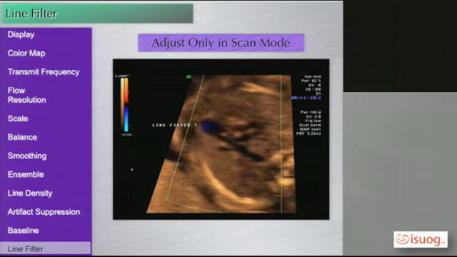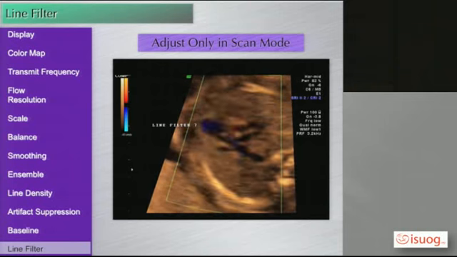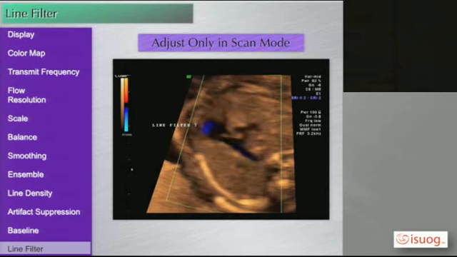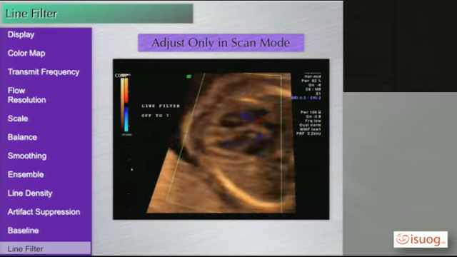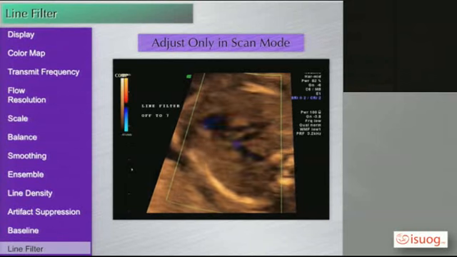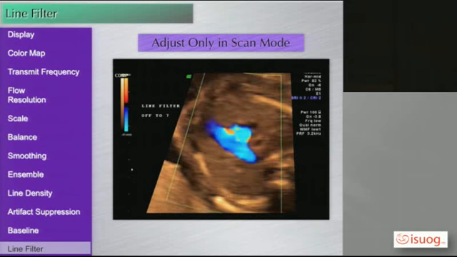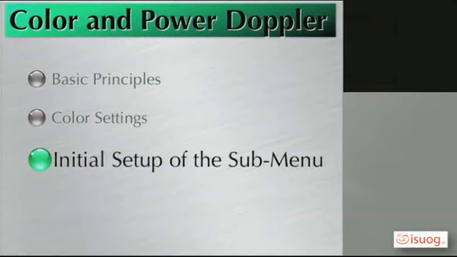In this image, the line filter is 7. The color Doppler is now confined more within the vessels. This sequence illustrates the changes in the image when the line filter is adjusted from off to 7. Notice that as the line filter is increased, the color stays within the boundaries of the vessel walls. Let's now review examples of settings for the submenu for color, HD power, and power Doppler ultrasound.